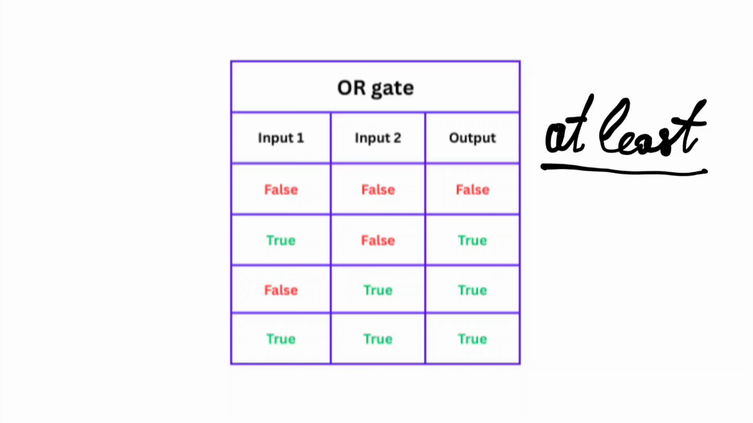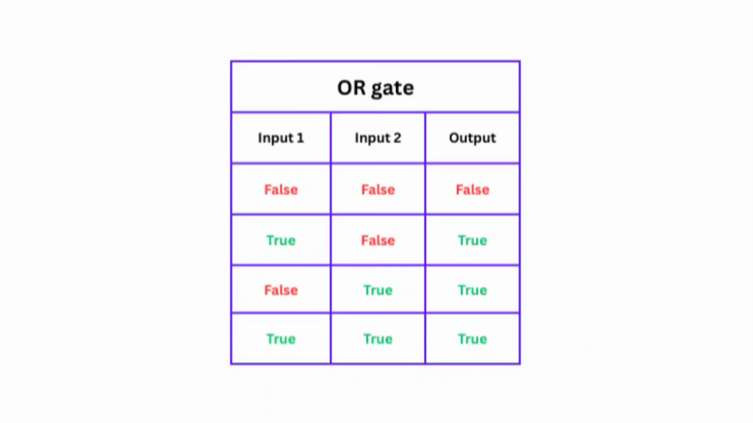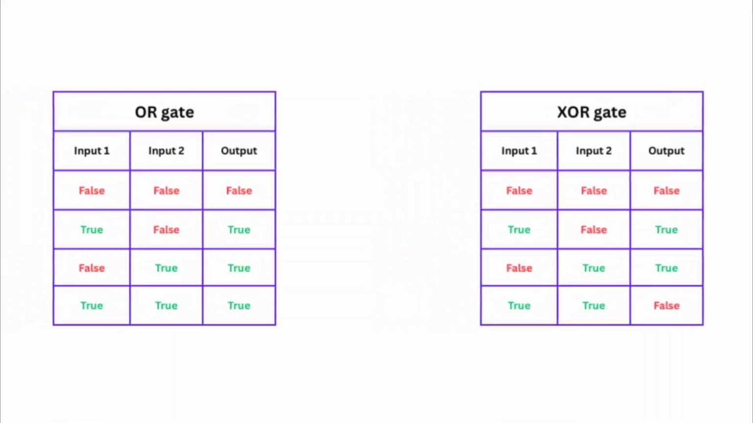If you look at the truth table, especially the fourth row, you can see that when both inputs are true, the OR gate still gives true as the output. However, in some situations, we only want the output to be true when exactly one input is true. We don't want the output to be true if both inputs are true. In this case, we use the exclusive OR, or XOR, gate. As you can see from the truth table, the XOR gate gives false when both inputs are true.